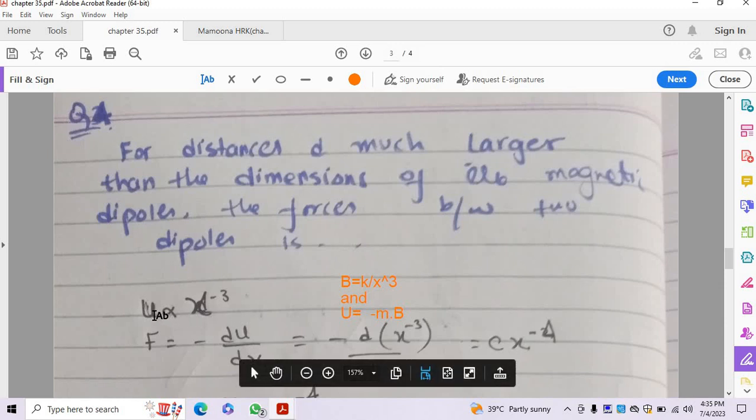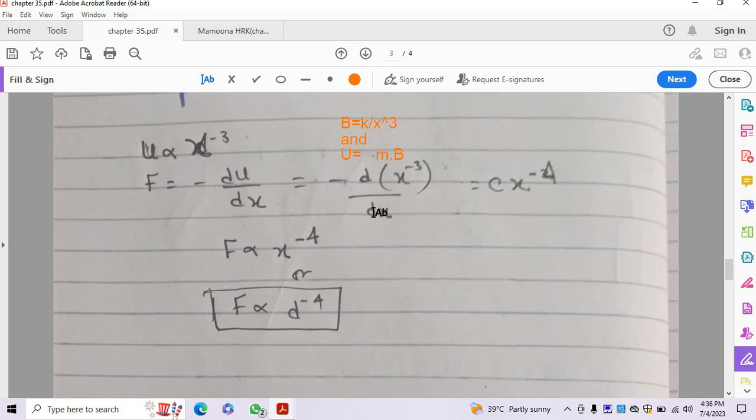So we can say that the potential energy for two magnetic dipoles is also directly proportional to x raised to power -3. And we know that the potential energy and force are related by the formula F is equal to minus dU by dx. If we take its derivative with respect to x, then we get x raised to power -4. So it means that force is directly proportional to x raised to power -4.